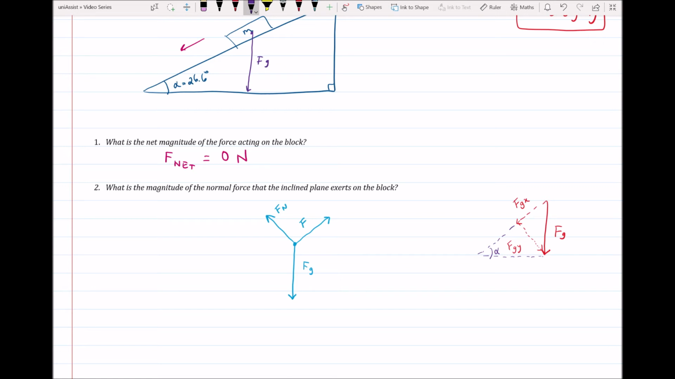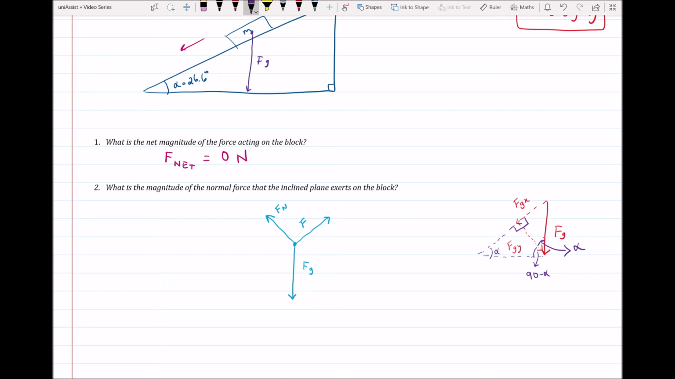So if this is alpha, this is our right 90 degrees here on both of these triangles. And if that's our 90 degrees, then this angle here is alpha minus 90 degrees. Therefore, this angle here is 90 minus alpha. And if these two angles add up to 90 degrees, this angle here will be alpha. Easy.